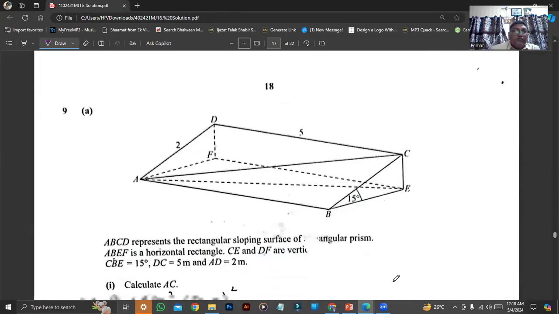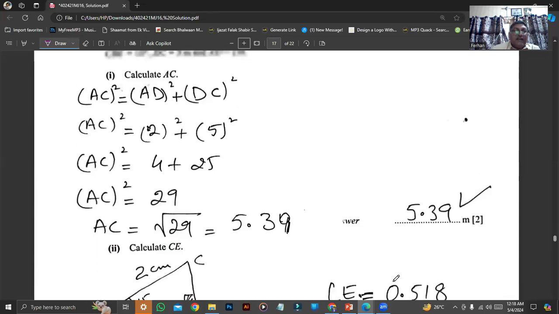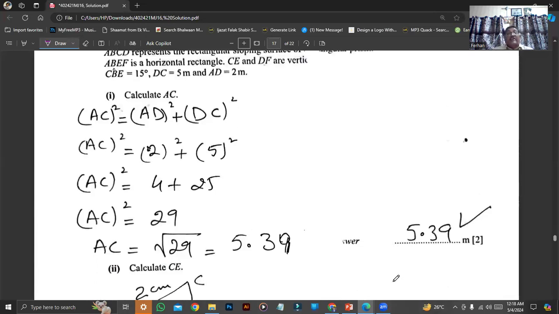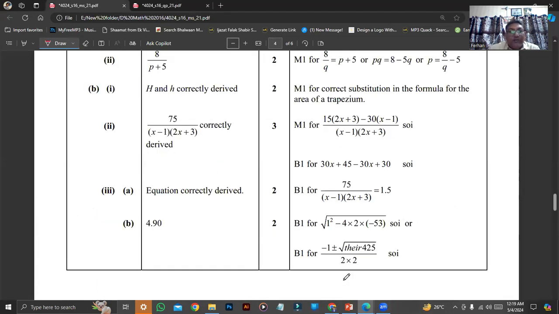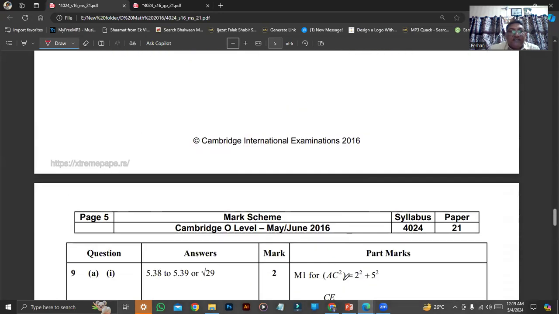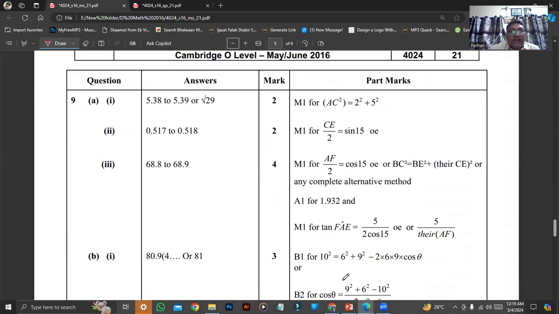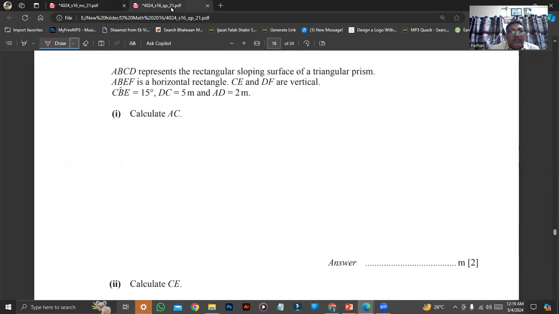So here we go. AC square equals AD square plus DC square. So AC square equals 2 square plus 5 square, which is 4 plus 25, so AC square is 29. We take the square root on both sides, so AC is the square root of 29, and that will be 5.39. So the AC value is 5.39. Let's check if the answer is right or not. 5.39 is the right answer, sir.